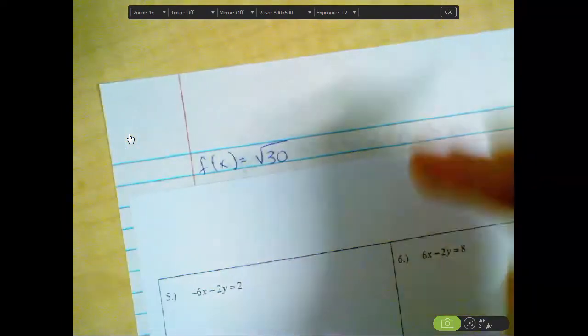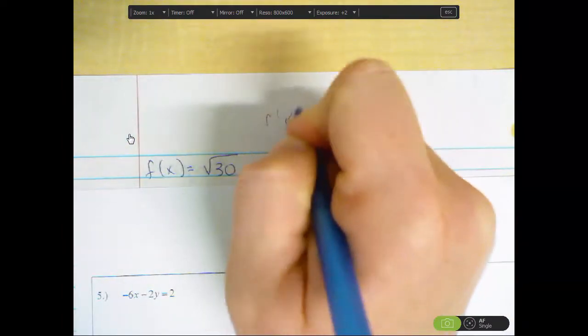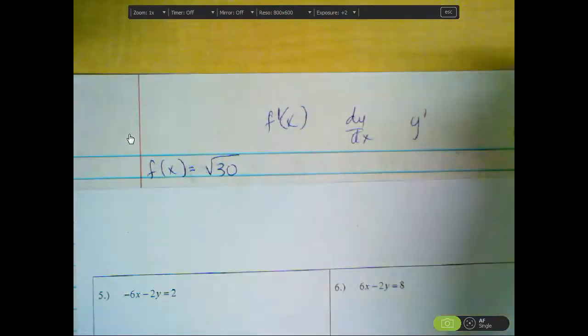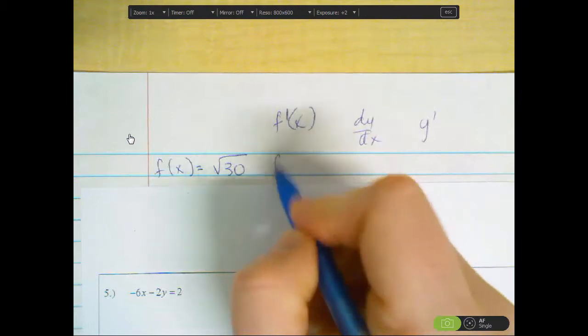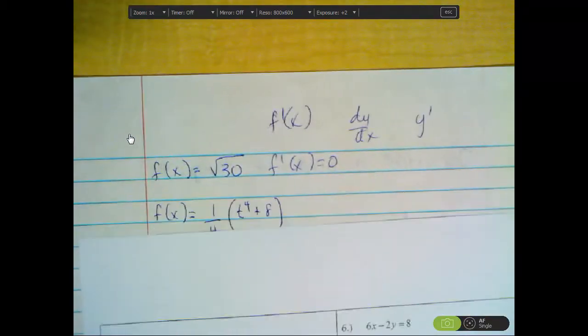Okay, the first one is, the directions here are find the derivative of the function, or in other words, find f prime of x, or find dy dx, or find y prime of x, just y prime. Okay, here you have a constant, f prime of x is 0. Very easy.